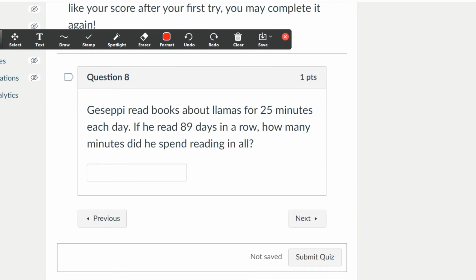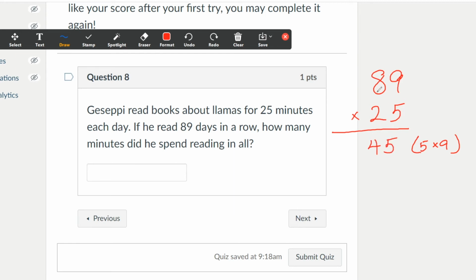Number 8, Giuseppe read books about llamas for 25 minutes each day. If he read 89 days in a row, how many minutes did he spend reading in all? It's a very long book about llamas. We're going to go ahead and multiply this using the stacked method or our partial product strategy. We're going to start with 5 times 9, and that's going to be 45.